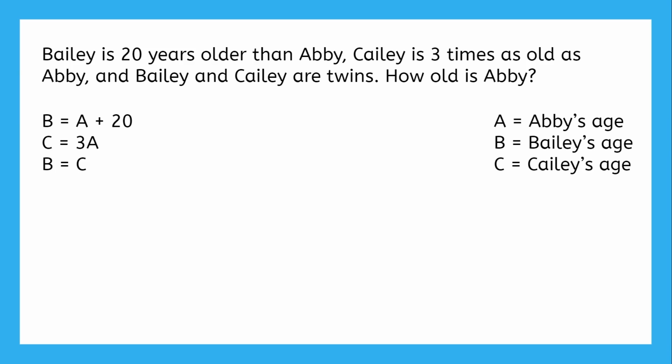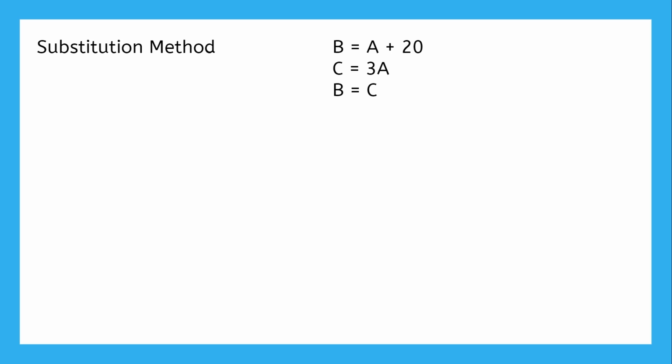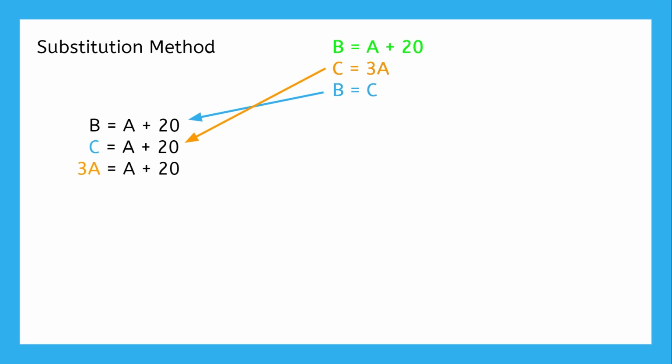Typically, we choose one method to do this problem, but let's have some fun with it and solve using all 3 methods. Let's use the substitution method first. Substitution with more than 2 variables is kind of fun. Here's why. If we choose the top equation to start with, we can then use the bottom equation to say B is the same as C, and use the middle equation to say C is the same as 3A. Now we have an equation with only one variable, so we could solve.